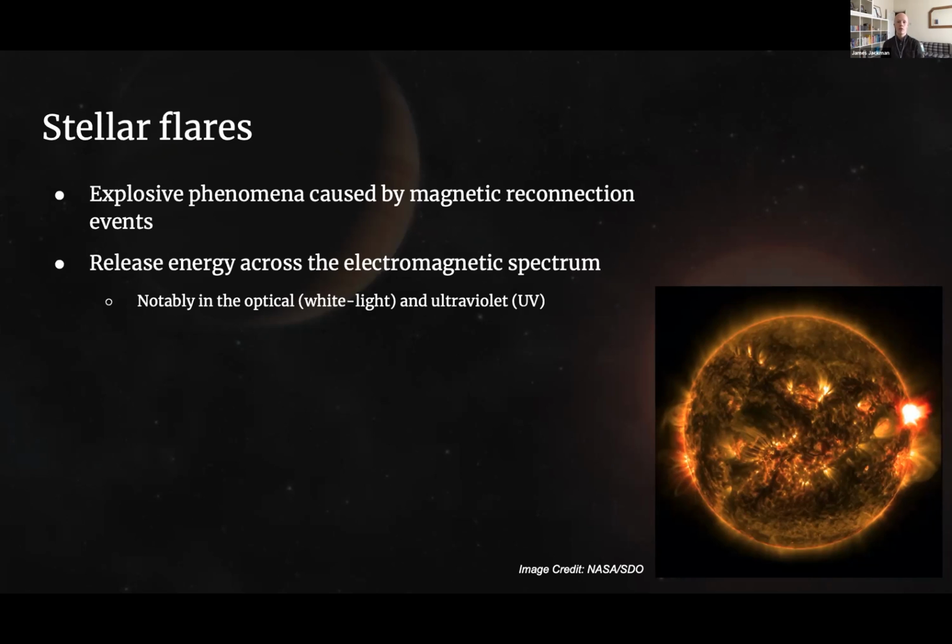But when we look at low-mass stars such as M dwarfs, we typically see flares with energies tens, hundreds, or even thousands of times greater than this, and they can occur on weekly to monthly timescales.